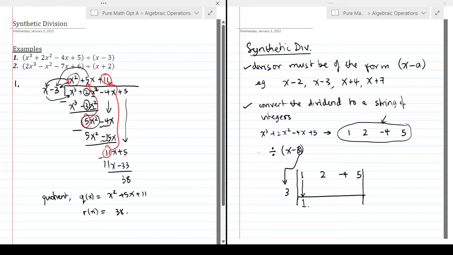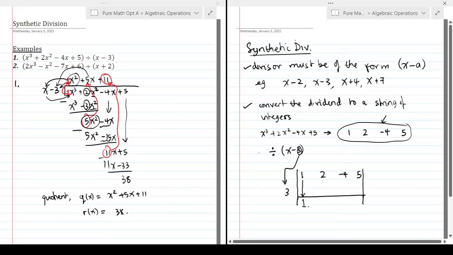That is similar to me here having 1x cubed, and that 1x cubed is just going to give me 1x squared. 5x squared is just going to give me 5x. 11x is just going to be 11. So one of the steps in synthetic division is simply bringing down a number once you get it. But we'll deal with that just now.